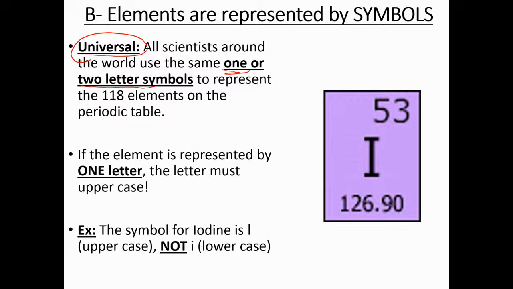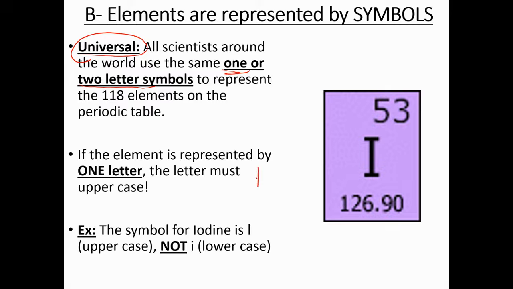They might say it differently as a word, but overall, I is iodine, or hydrogen is H, or potassium is K. So again, the words are different. So I might say in French hydrogène or idrogeno in Italian, or hydrogen in English, but when we see H, it means the same thing to everyone. So symbols are universal. They could be one letter or two letters.